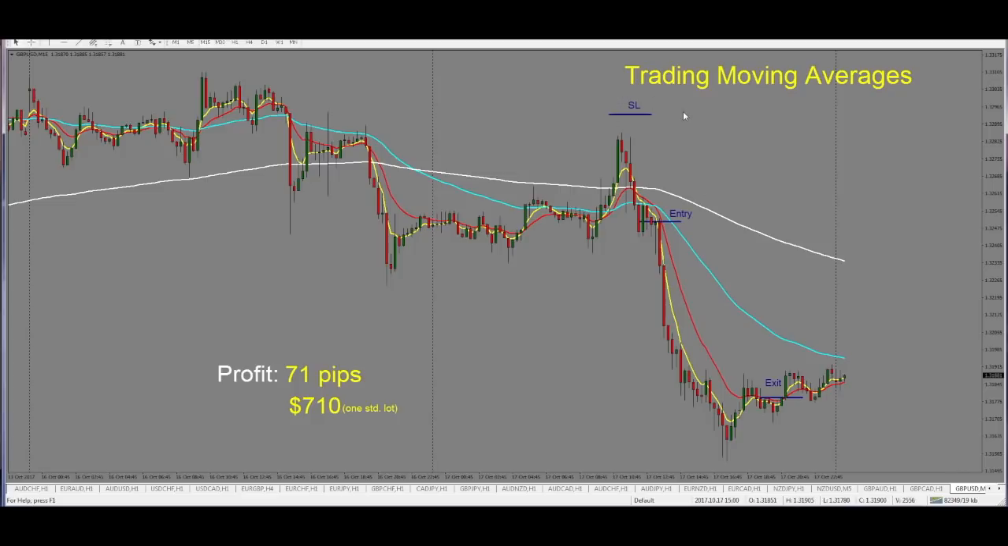Stop goes above the high here and we stay in the trade for as long as the moving averages are spread out and they are moving lower and the price is moving lower. So once the moving averages cross over to the upside, we see that the 5 crosses the 13 to the upside and we can see prices starting to make higher lows. It's time for us to exit the trade. From entry to exit here, we get 71 pips in the trade or $710 in profit if trading one standard lot.